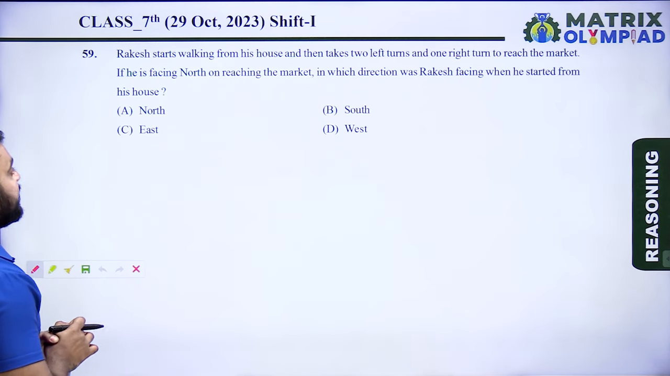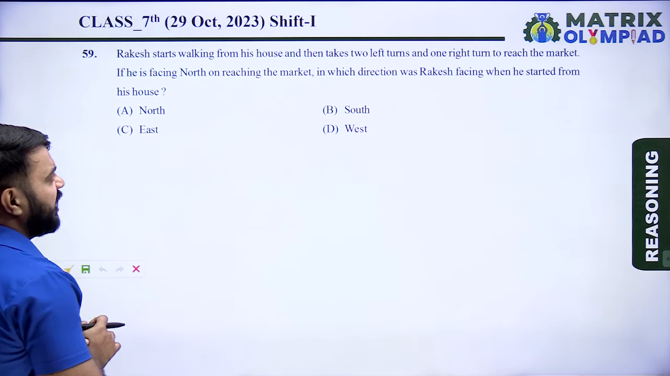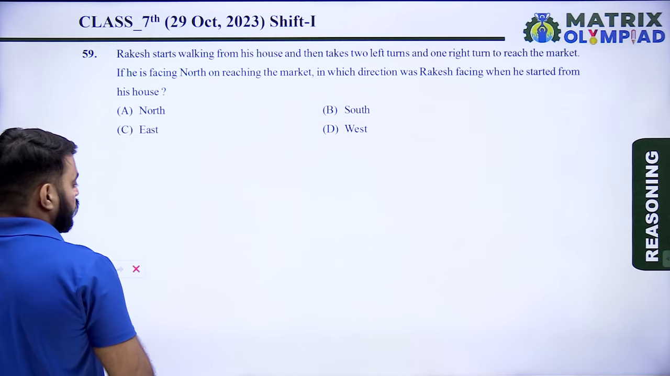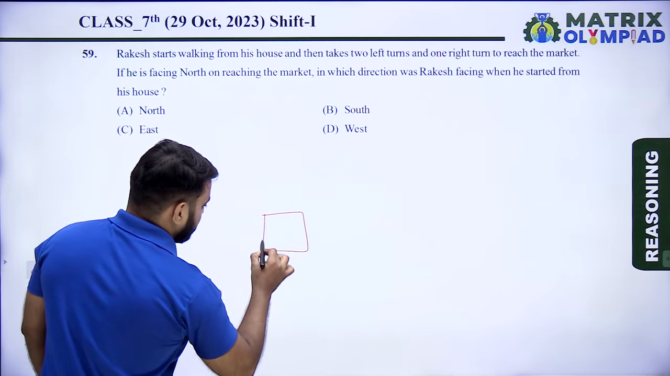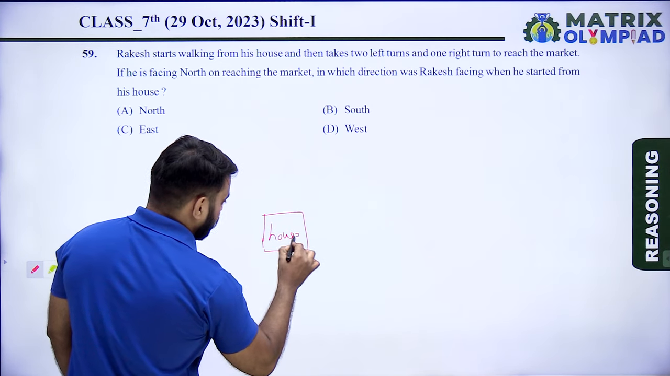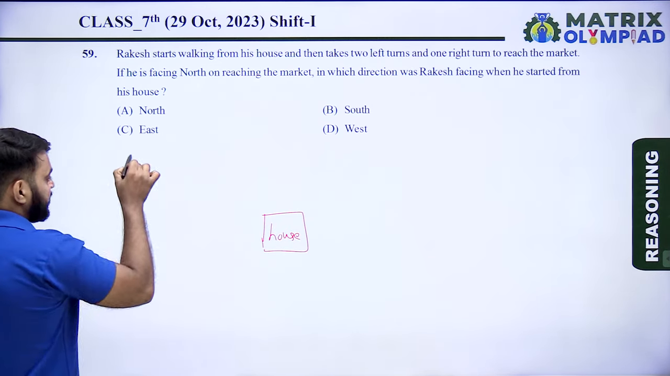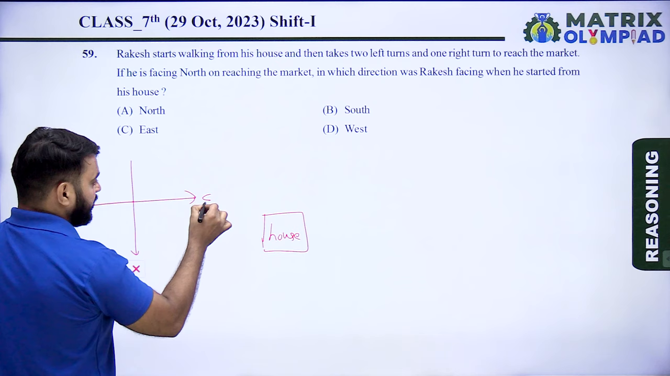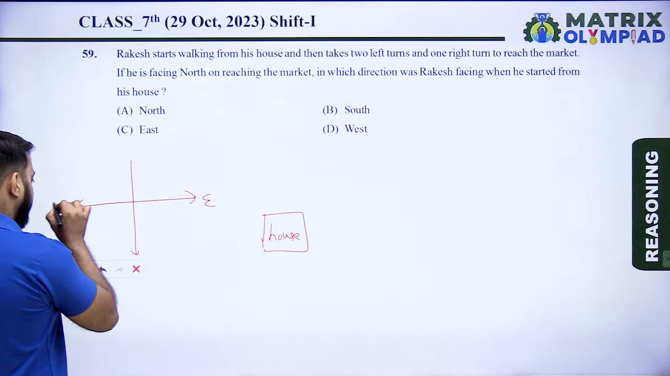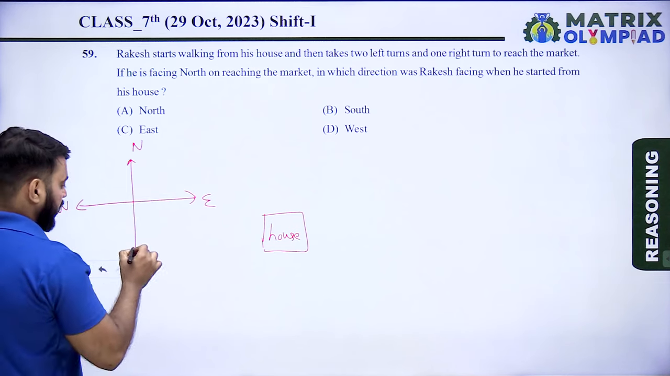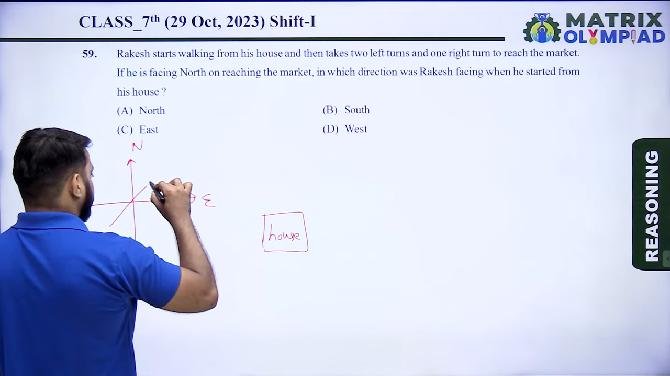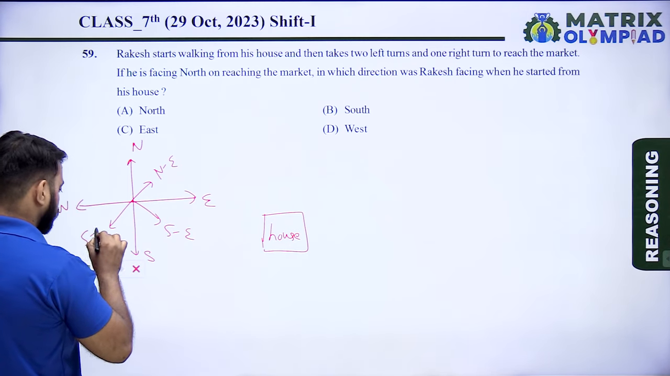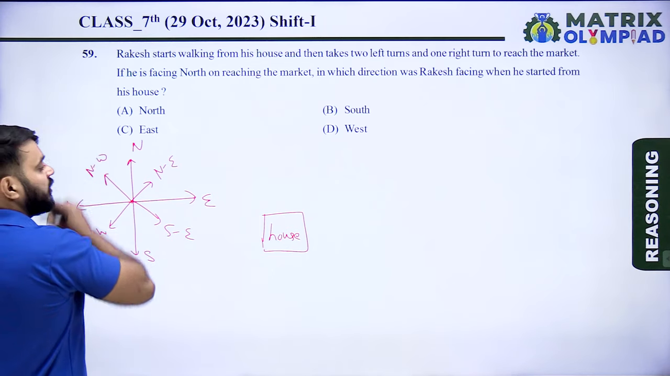If he is facing north on reaching the market, in which direction was Rakesh facing when he started from his house? Let's suppose this is the house of Rakesh. Before starting this question, we should know that there are four directions: east, west, north, and south. And there are four cardinal directions: northeast, southeast, southwest, and northwest.